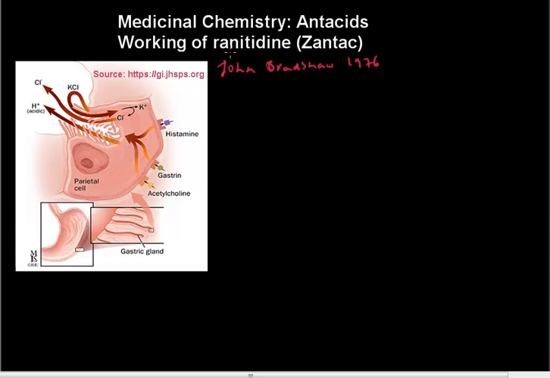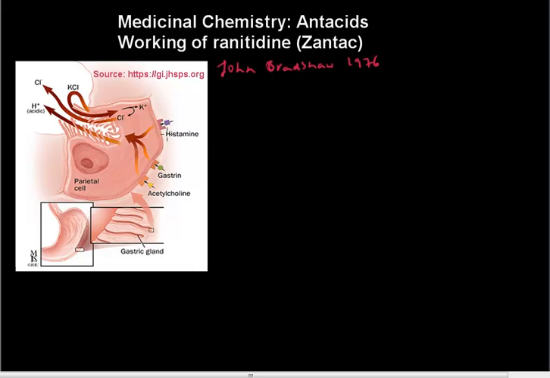So before we understand how ranitidine works, let's try to understand how acid is produced in the stomach. I borrowed this image from the Johns Hopkins University website and it has been referenced here. This is the stomach, and as you can see here on the outer surface of the stomach you see the gastric glands, and a section of the gastric gland has been magnified here.